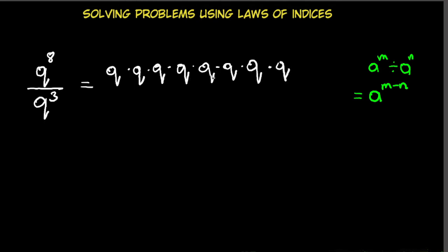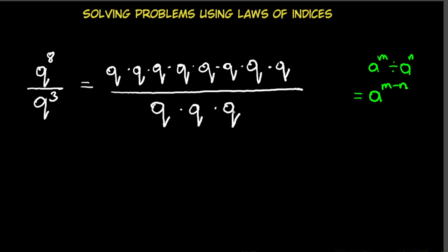q, 2, 3, 4, 5, 6, 7, 8 over 1, 2, 3. Now, if we are dividing, which we are, we would cancel anything that is common. So let's go ahead. This q cancels, this q cancels, this q cancels. And we are left with q raised to the 5th power.